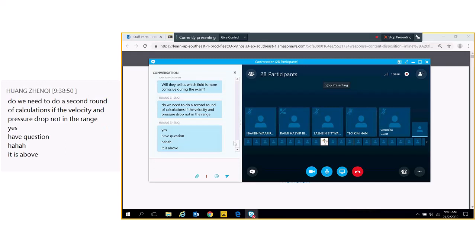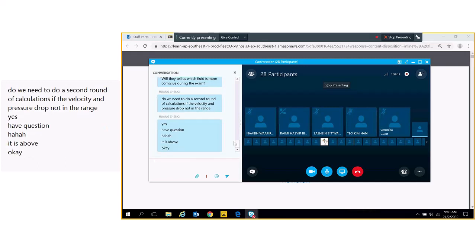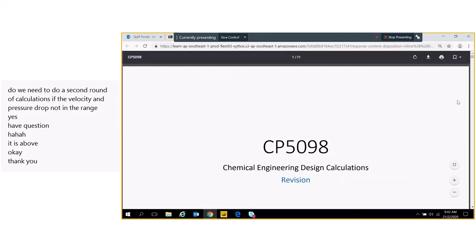Do we need to do a second round of calculation if velocity and pressure drop are not in the range? The answer is no. All right. Any more questions? Okay, this is mass transfer equipment.